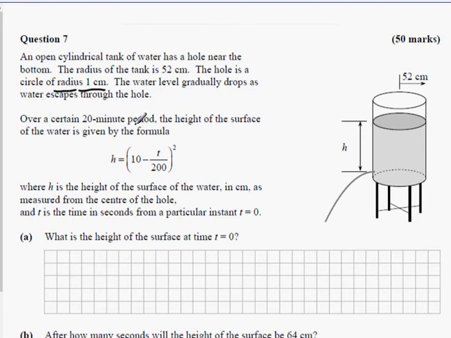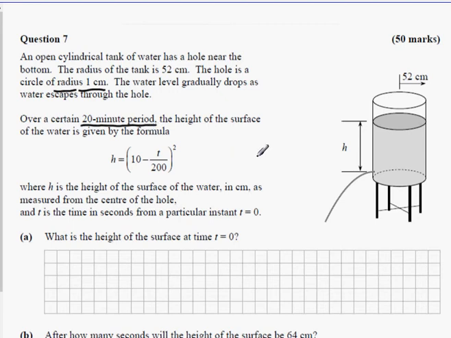Over a 20-minute period, the height of the surface of the water is given by the formula h equals 10 minus t over 200 squared. This formula works for a 20 minute time frame. Would you agree with that?